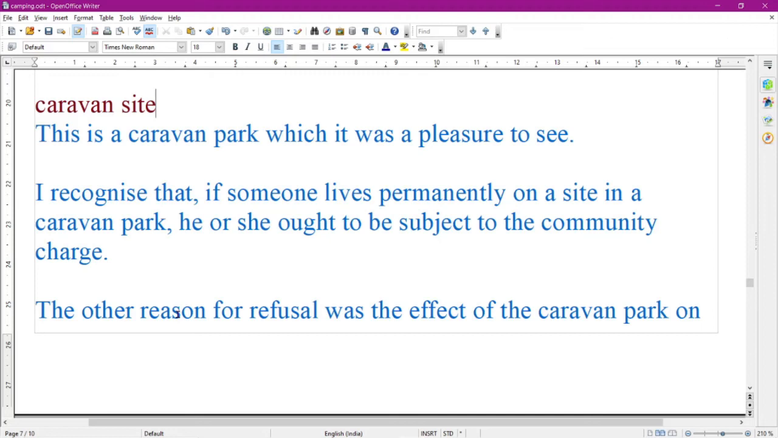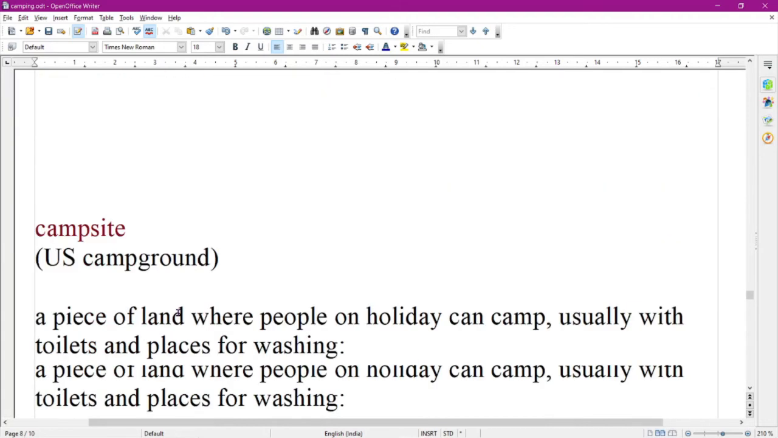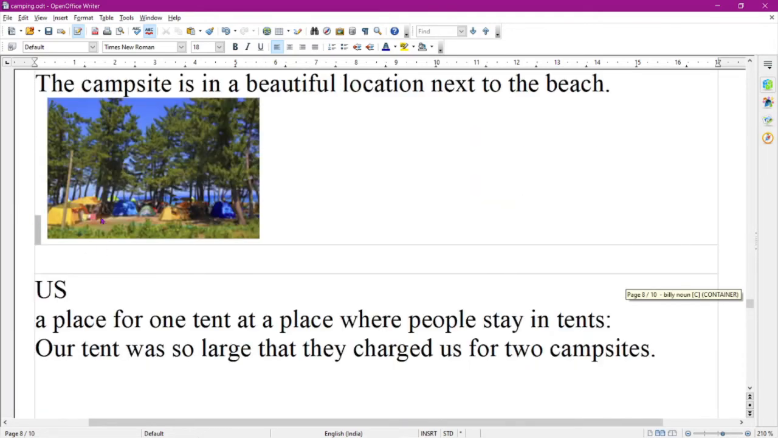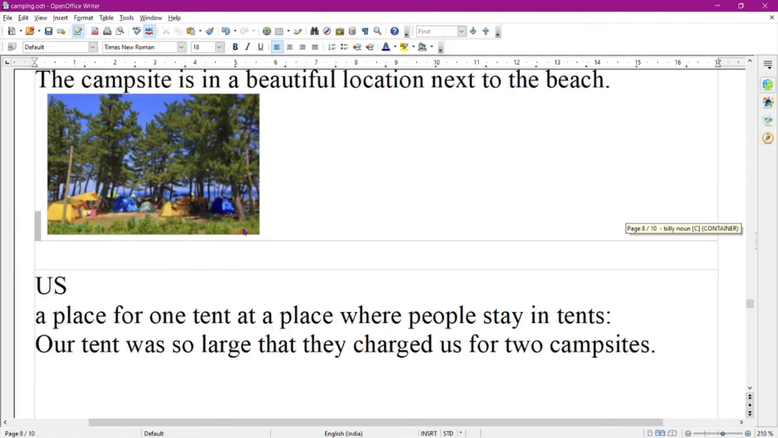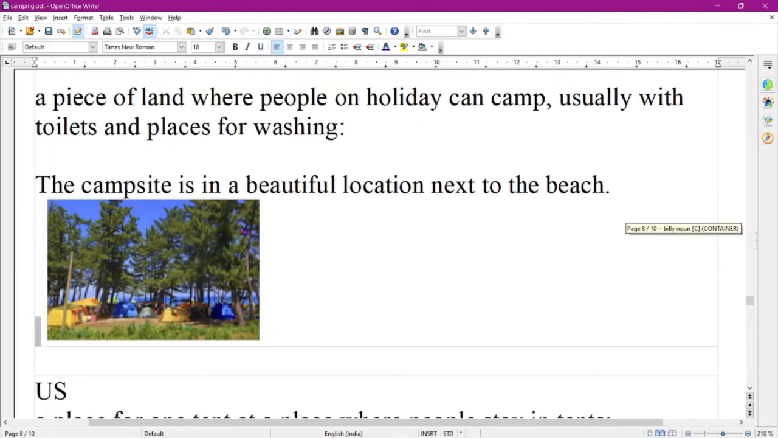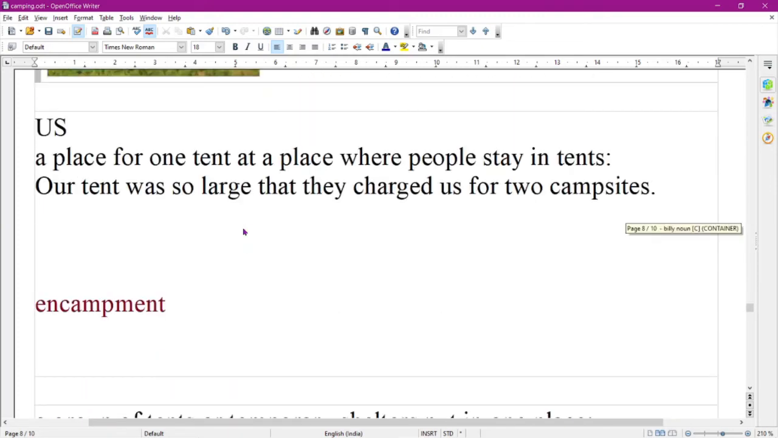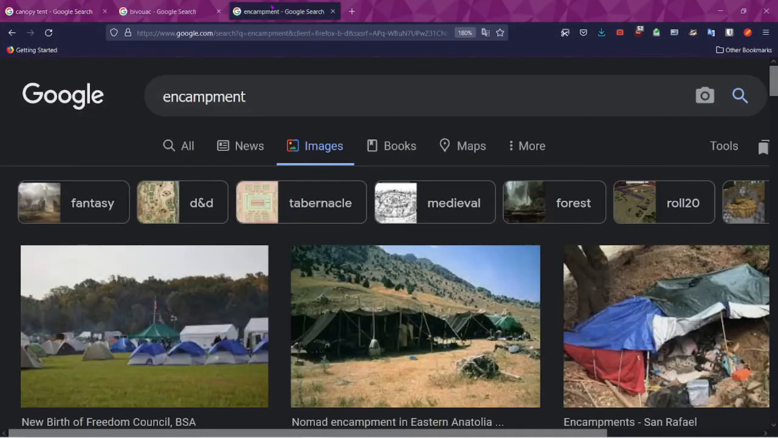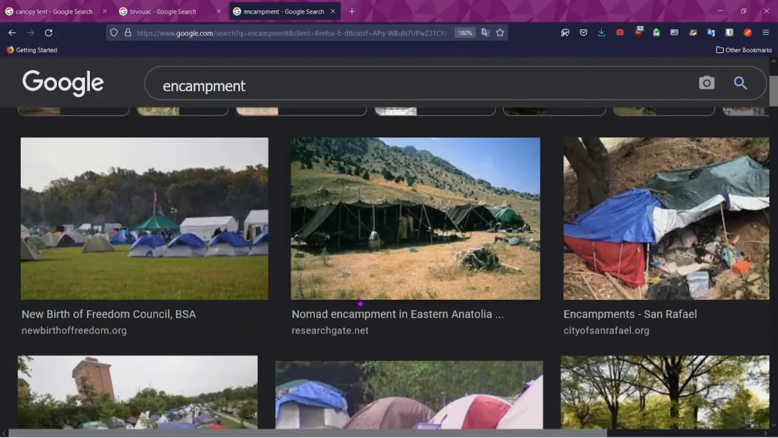Some sentences related to caravan site. This is the campsite where you can see multiple camps, multiple tents. In a caravan site there will be lots of caravans and vehicles, but here it is tents. Now encampment. You can see a lot of tents.